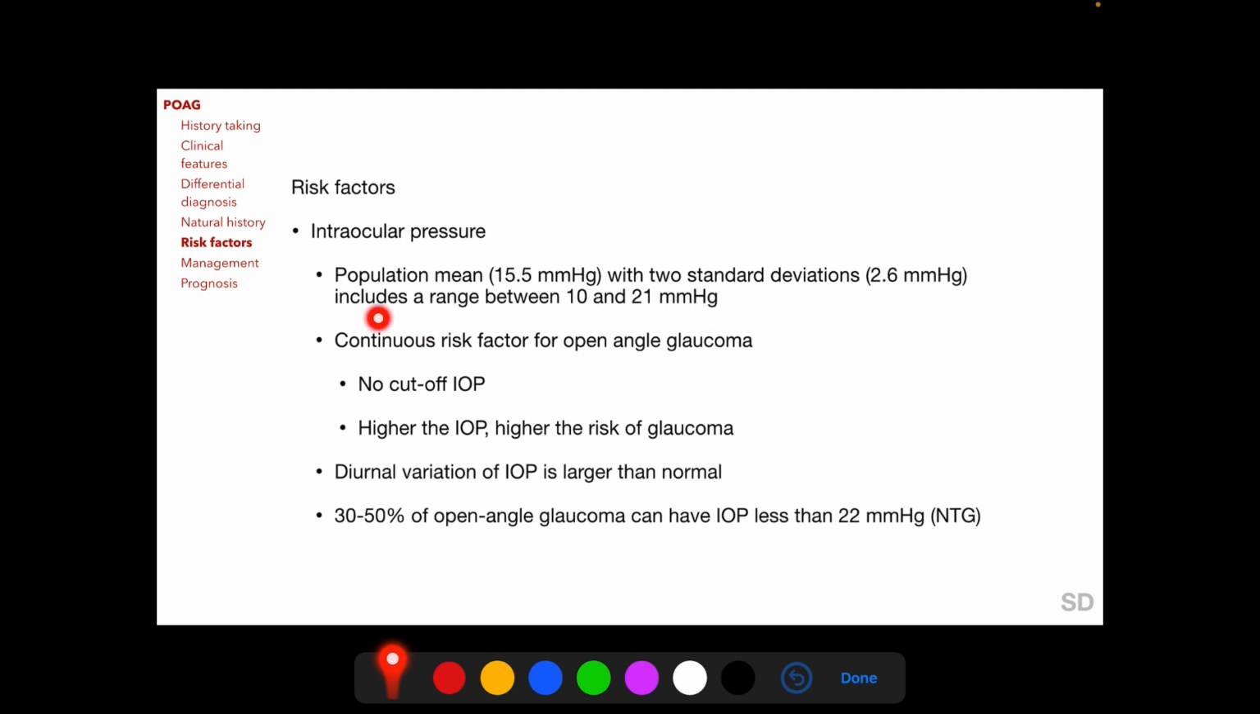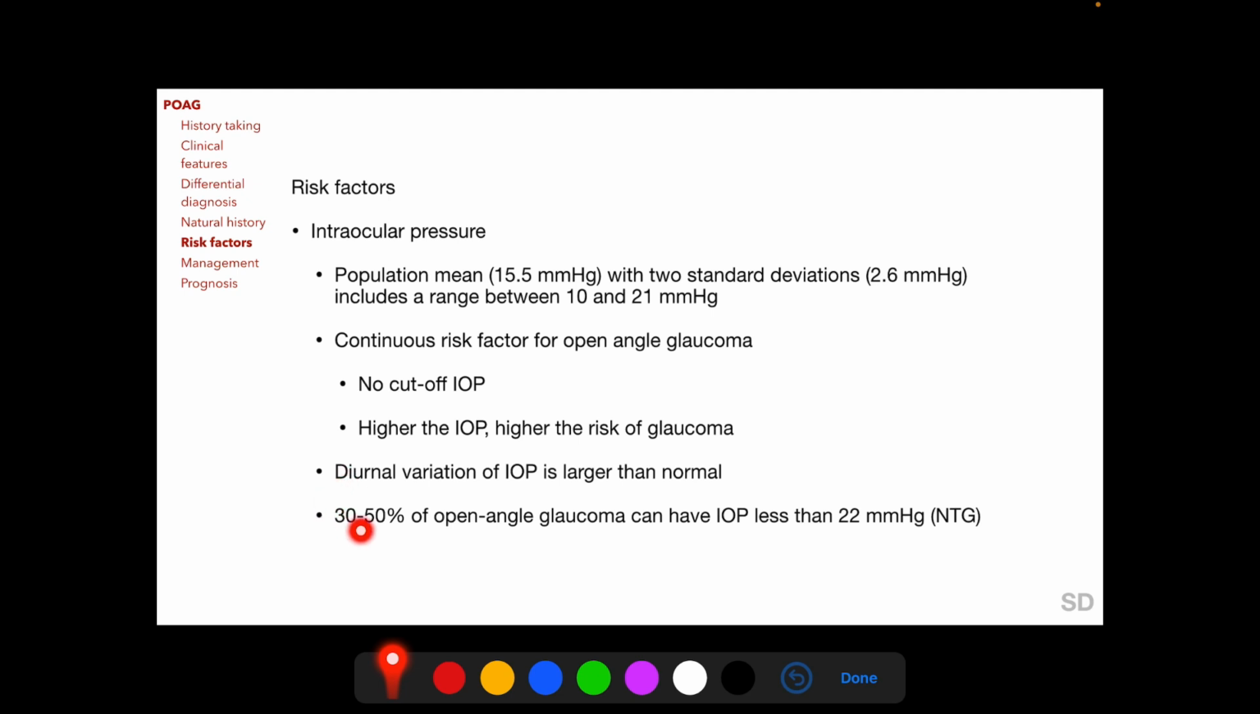Intraocular pressure is said to be a continuous risk factor for open-angle glaucoma because glaucoma can occur at an intraocular pressure much lower than the population maximum. And so there is no cutoff intraocular pressure which can reliably differentiate between normal individuals and individuals with glaucoma. But higher the intraocular pressure, higher is the risk of developing glaucoma. Diurnal variation of intraocular pressure in primary open-angle glaucoma is larger than the diurnal variation in normal individuals, and we have discussed diurnal variation of intraocular pressure in the session on intraocular pressure.